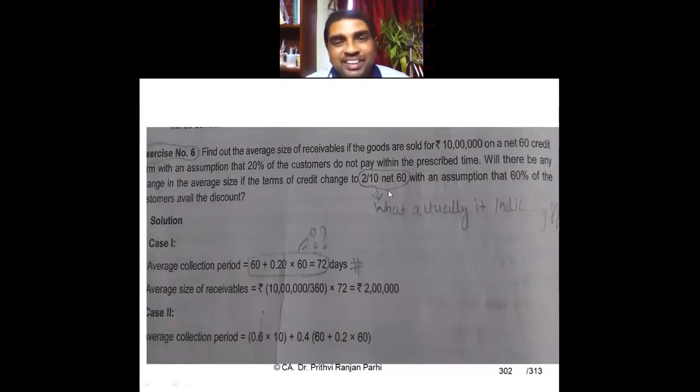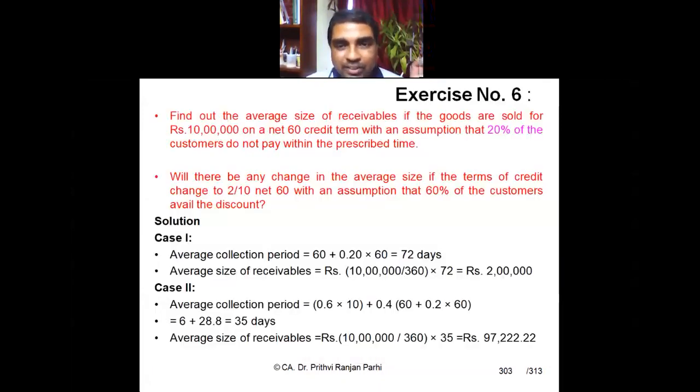2 by 10 net 60, what is actually this indicating? This is a snapshot you have sent me through WhatsApp. So we'll solve this question now. Can you read this question?